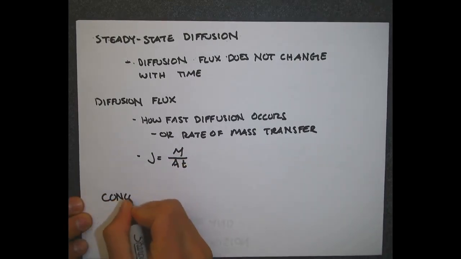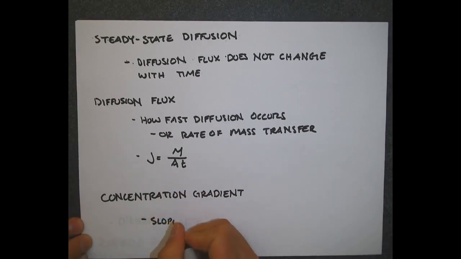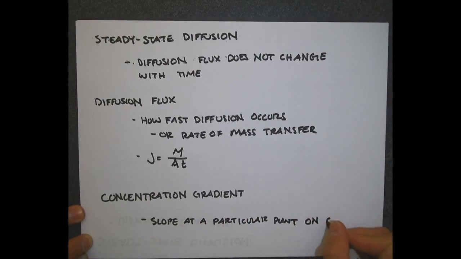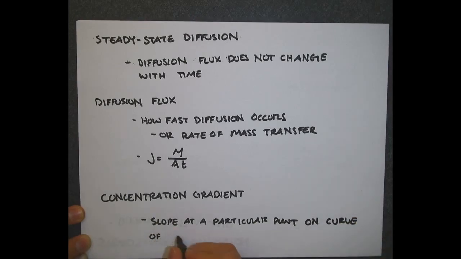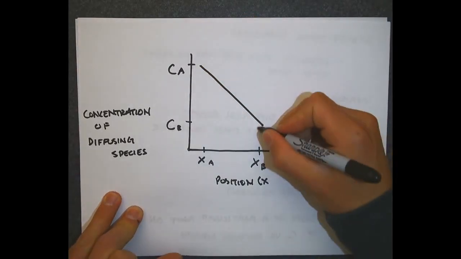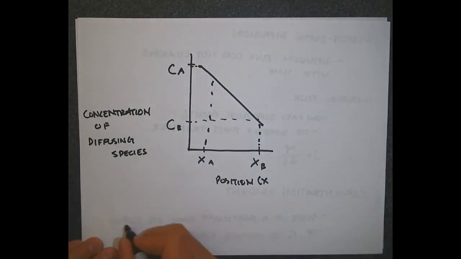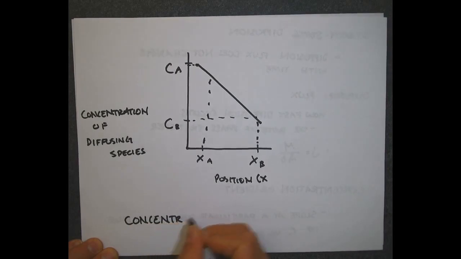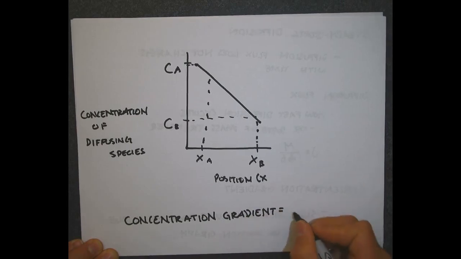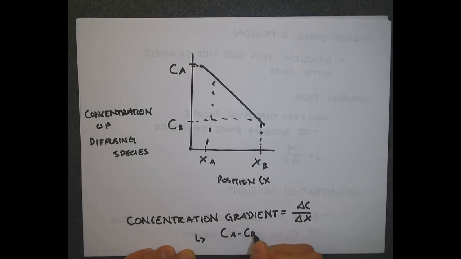Now, last thing I want to mention is concentration gradient. Concentration gradient is related to the concentration profile, except the concentration gradient is the slope at a particular point on a curve of the concentration versus position graph, which I will show you here in just 1 second. So the graph is the concentration versus position, and as you can see there are two concentrations, C sub A and C sub B, at two positions, X sub A and X sub B. So the concentration gradient is the slope of this graph, where it's delta C over delta X, because we know the slope is rise over run, which is also C sub A minus C sub B over X sub A minus X sub B.